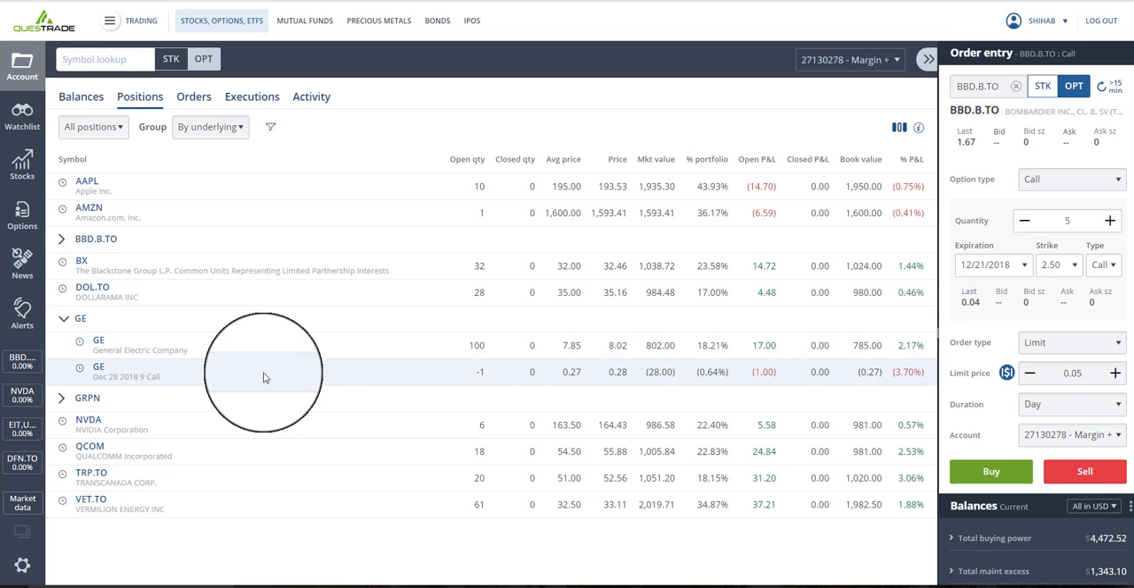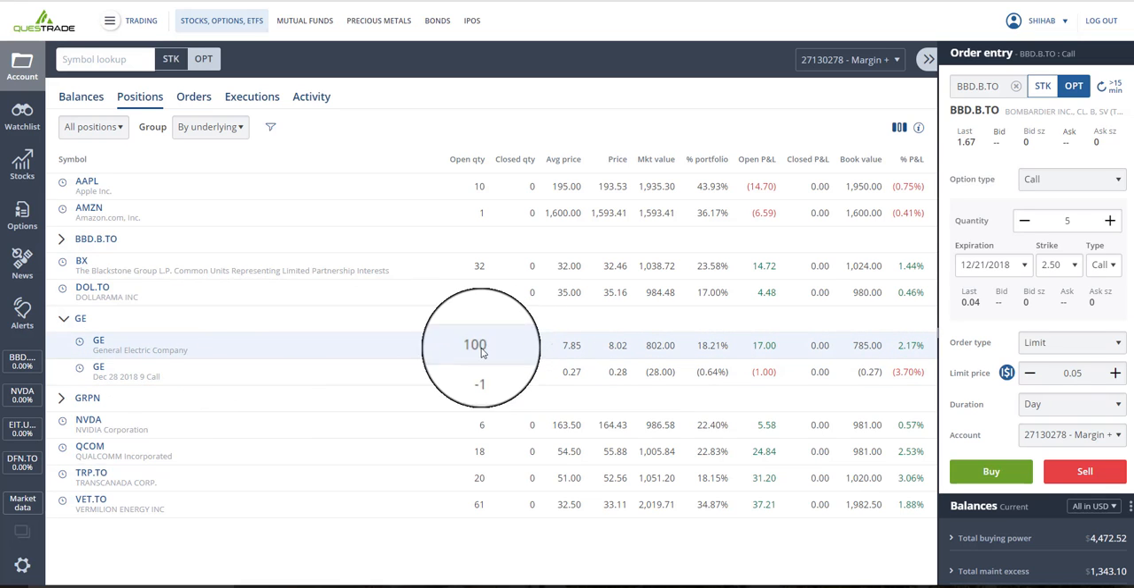So to write the covered calls, first you have to buy 100 shares of the company.